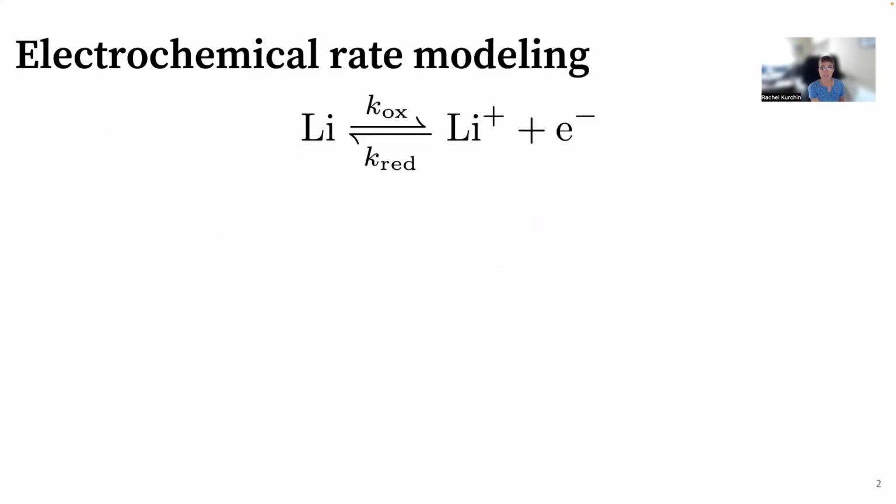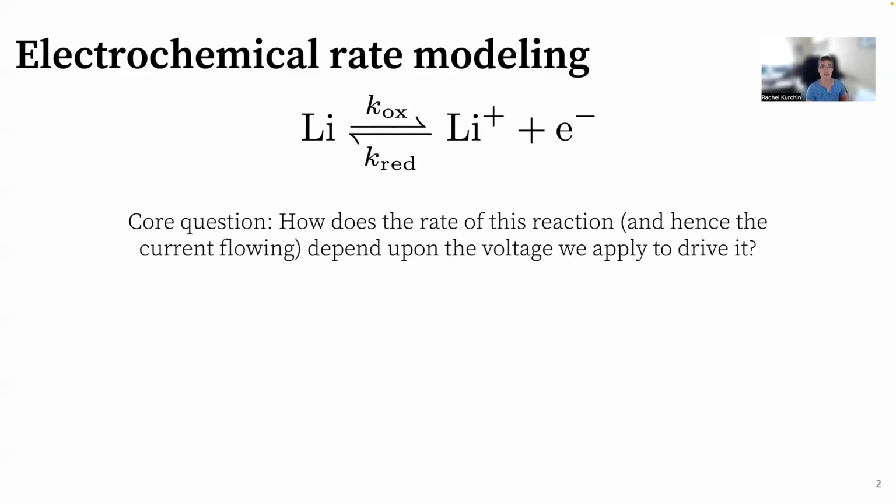And so what I'm specifically interested in is modeling the rate of those reactions as a function of the electrical potential that we apply. So shown here is a very simple redox reaction, reduction oxidation, between metallic lithium and a lithium ion plus an electron. So note that the overall charge is always balanced. It's neutral on both sides. But on one side, we have these charged species that we can impact with an electrical potential. So the core question in electrochemical rate modeling is how do the reaction rates, forward and reverse, of this reaction, and hence the current flowing, because again, when we have charged species moving around and exchanging, there's an associated electrical current, depend upon the voltage we apply to drive it.